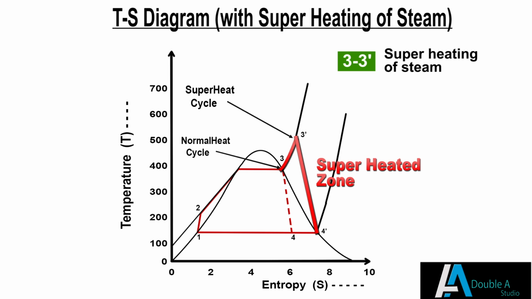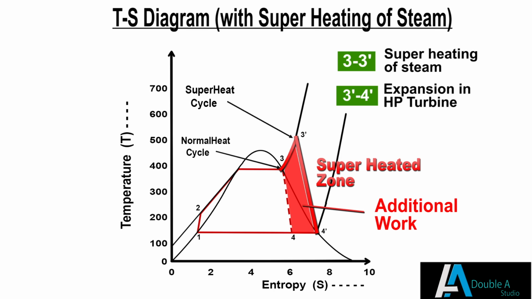So process from 3 to 3 dash indicates superheating of steam and different stages of superheaters, whereas process 3 dash to 4 dash is expansion of superheated steam in HP turbine. Additional work done by steam is shown as 3 to 3 dash, 4 dash to 4.